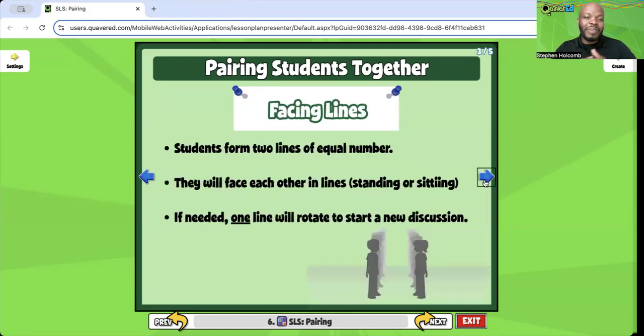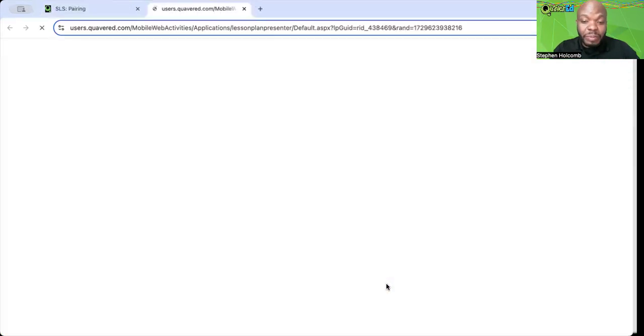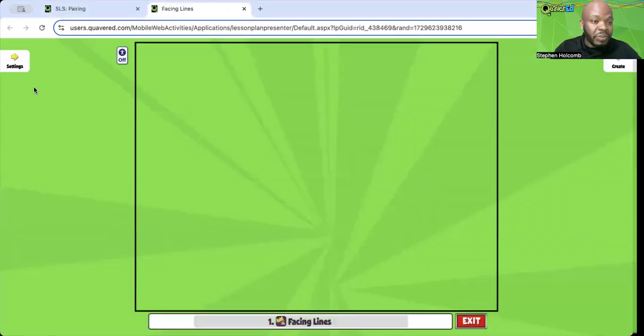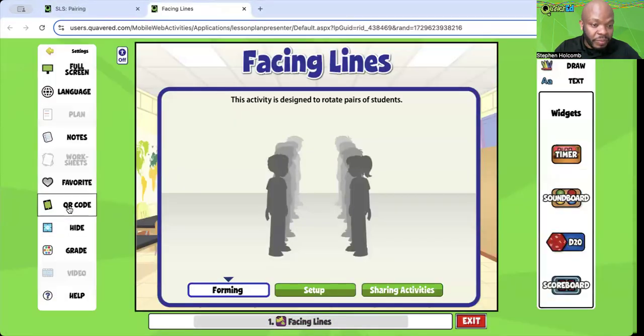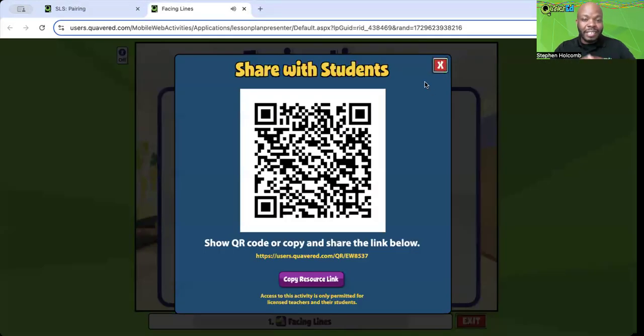In the third spot, we have facing lines. Now, if you've never done facing lines before, we do have a diagram here that you can use. I'm actually going to share this QR code with you. So if you would like to see this particular social learning structure, you can scan the QR code on the screen to save it for later.